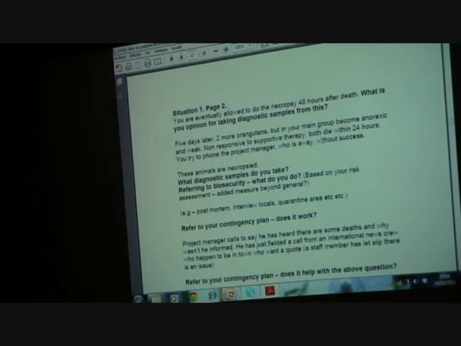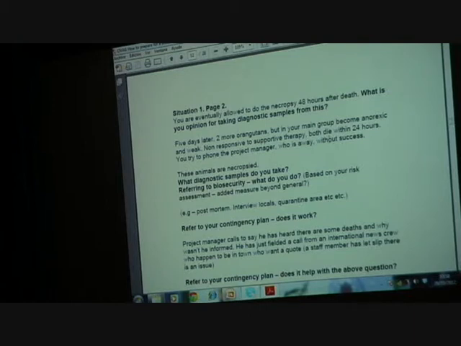Okay, so then you go through the same situation on the second page. Five days later, two more orangutans in the main group become anorexic and weak, non-responsive to supportive therapy, and both die within 24 hours. The manager is away, and you can't get a hold of them, okay?